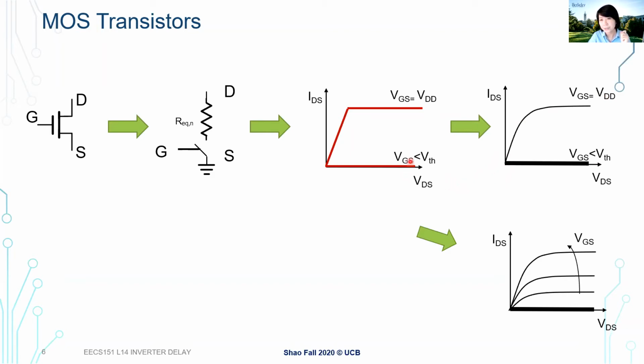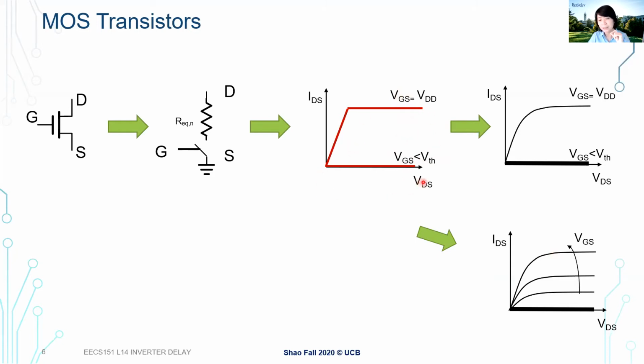So one is a gate voltage less than threshold, it is completely off. The second part is the gate voltage is basically VDD, and we talk about the linear region and also the saturation region. There is also the case where the gate voltage is something in between. It's greater than the threshold voltage, but less than VDD. So with that, different gate voltages will have different curves, right?